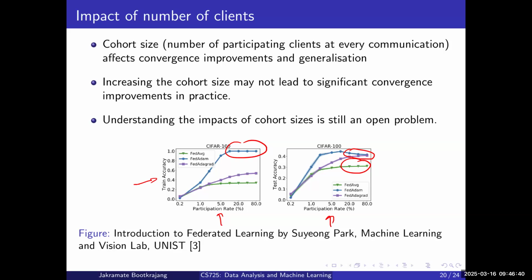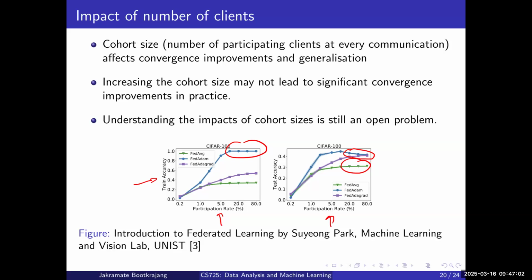So to actually pick the cohort size before training is very difficult, right? There is no formula or no rule of thumb for how many devices you have to pick for participating.